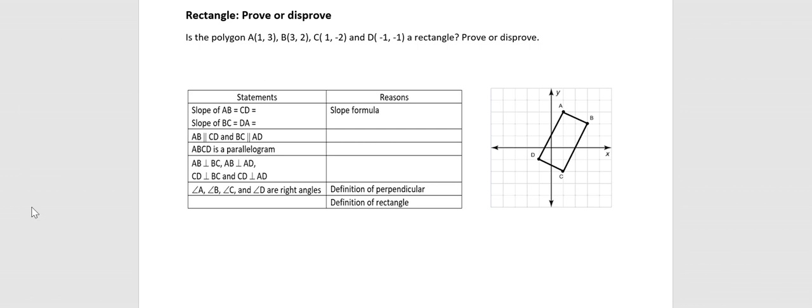To prove that a polygon is a rectangle, we need to show that the polygon is a parallelogram and the interior angles are all right angles.